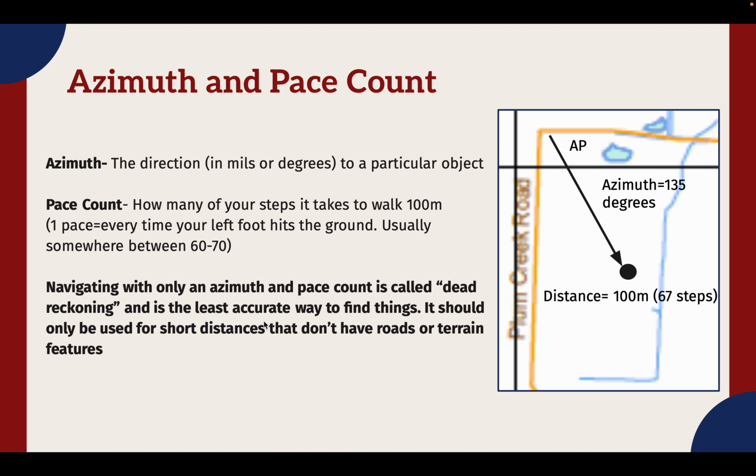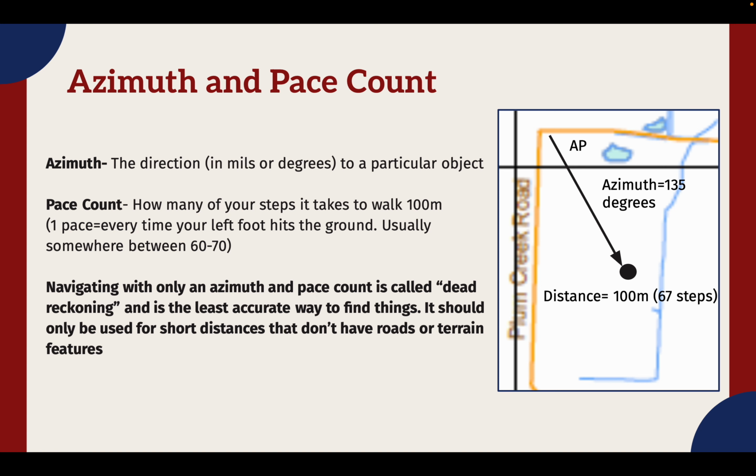So for azimuth and pace count, azimuth is basically the direction, in mils or degrees. We typically use degrees to a particular object. If you're looking at your compass, you can see the inside numbers of the compass. That's your degrees. If I'm facing forward, my degree will be 0. But if I turn a little bit and the compass says 30 degrees, that's your azimuth.